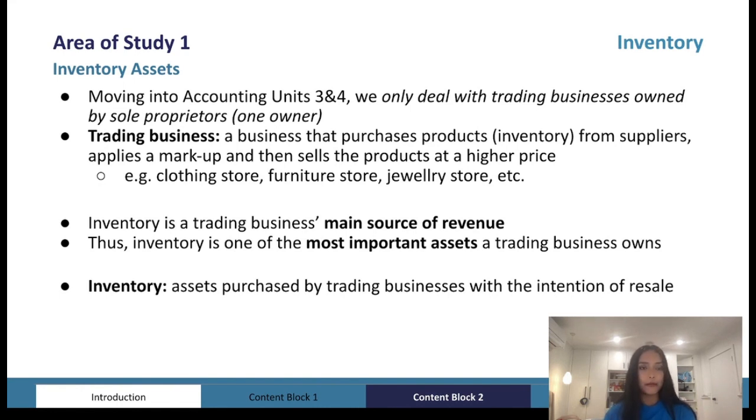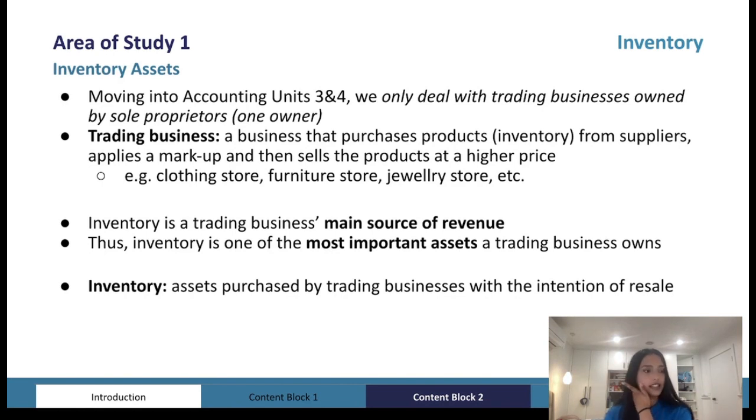As I mentioned right at the start when I was going through the definitions and terms, the assumptions, qualitative characteristics, and elements, a big difference between accounting units 1 and 2 and accounting units 3 and 4 is the type of businesses that we deal with. In units 1 and 2, you might have dealt with both trading and service businesses with a range of ownership types. But moving forward, we'll only be dealing with trading businesses that have one owner.